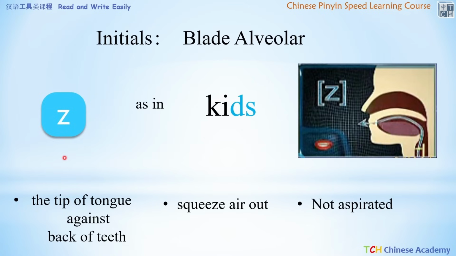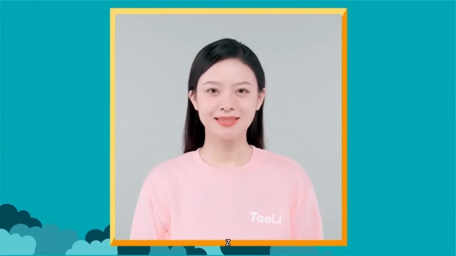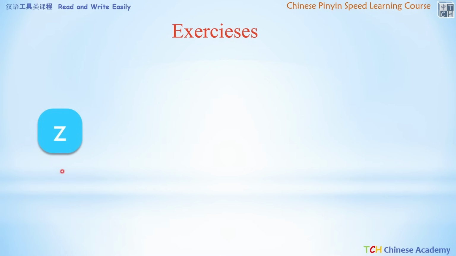So z, z, z. But let's do some exercises with z. And the first one is z, and the final is e, and fourth tone, the falling tone. So z, z. It means a word, a character. So z, z. And this one, z, e, z.